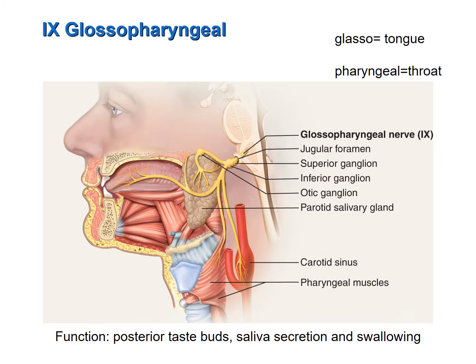Cranial nerve number 9 is the glossopharyngeal nerve. Glosso refers to tongue. Pharyngeal refers to throat. It is a mixed nerve. It carries sensory information from the posterior taste buds of the tongue, and it also controls the secretion of saliva and controls muscles involved in swallowing.